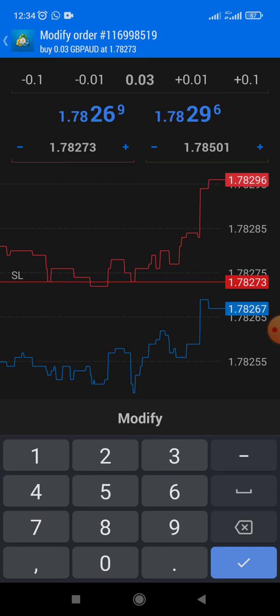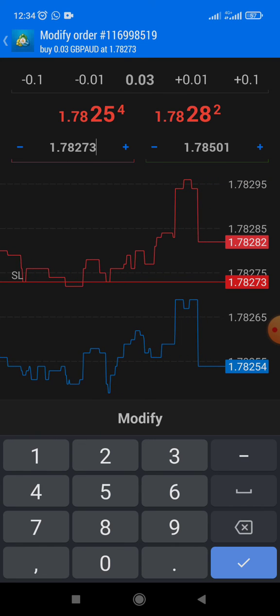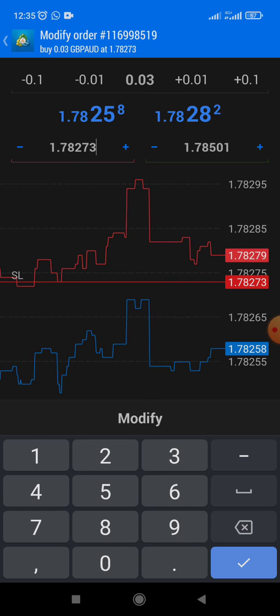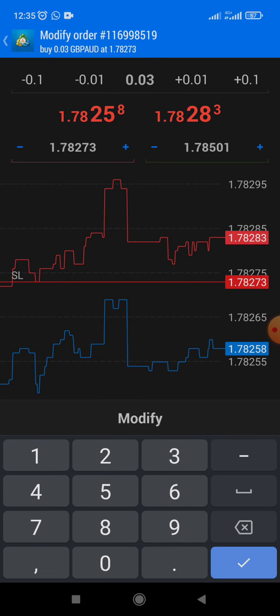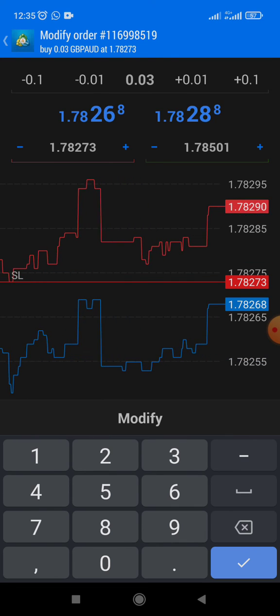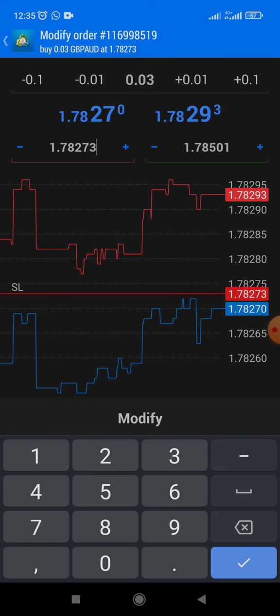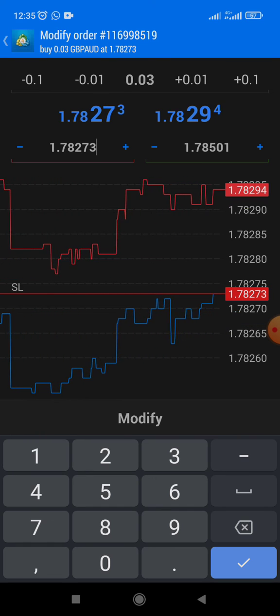Now with this trade, I cannot do that because the trade is still in loss. So I cannot move my stop loss to entry point because the trade is still in loss. It's not in profit. So if I click on modify, it will not accept. You see that I'm clicking on modify, it is not taking. It means that I want to take a wrong decision, and so the platform will not allow me.